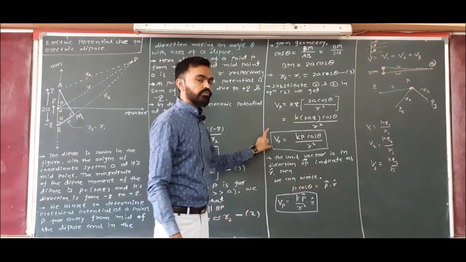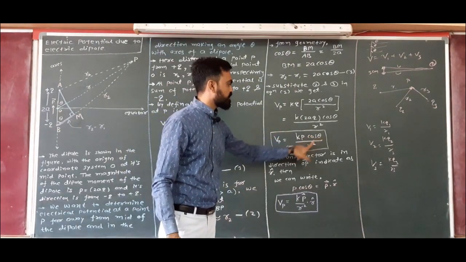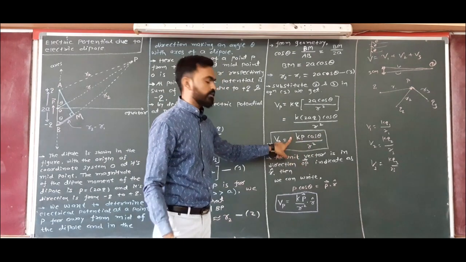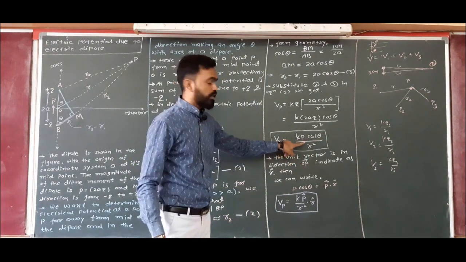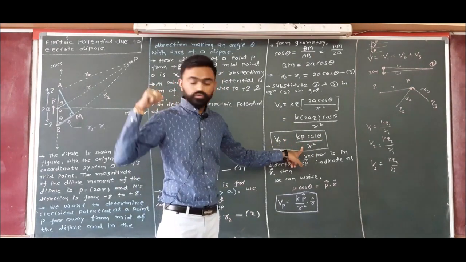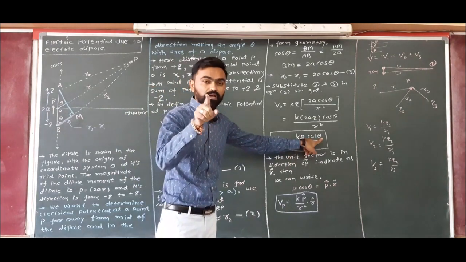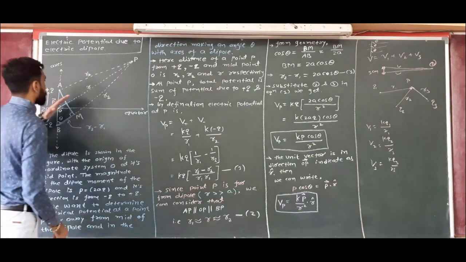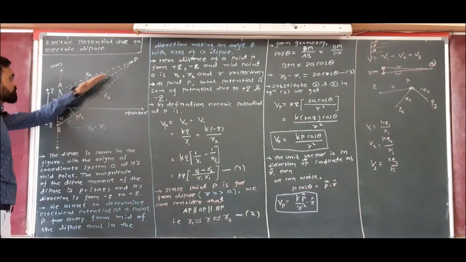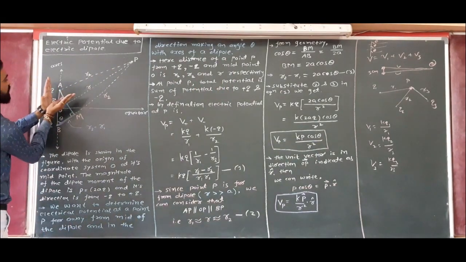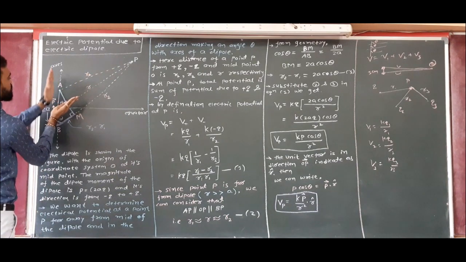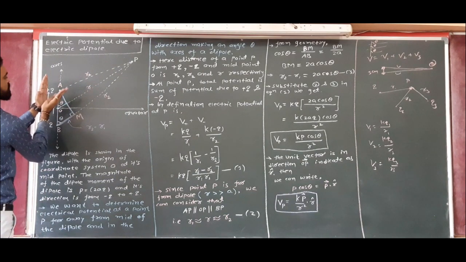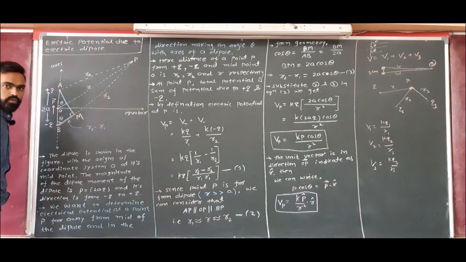Again, Vp is equal to Kp cos theta upon R square. K is a constant, we know. P is the dipole moment of the dipole we choose. Theta is the angle between the distance R and the dipole moment. You get the point? This is the distance and this is the dipole moment in this grid. So this is the angle. You get the point, right?